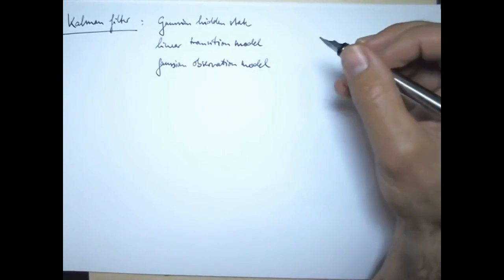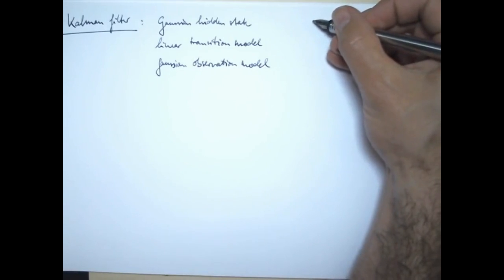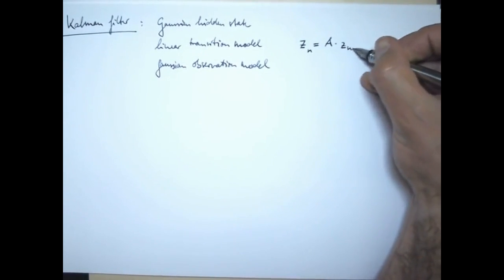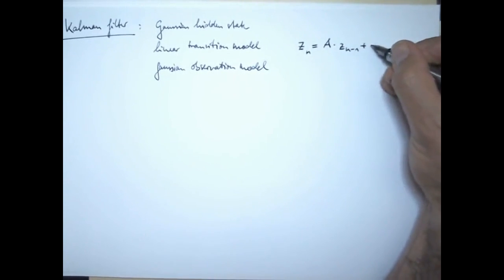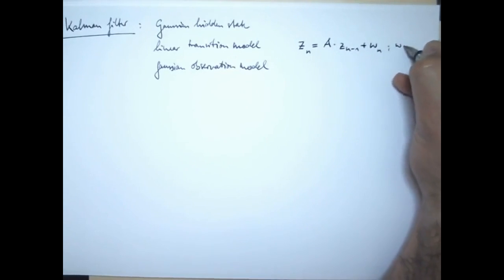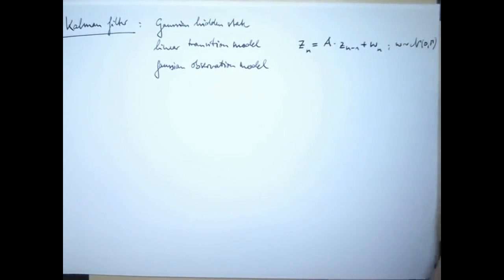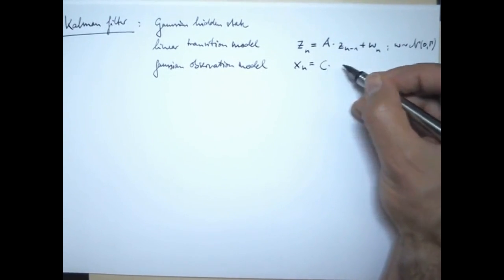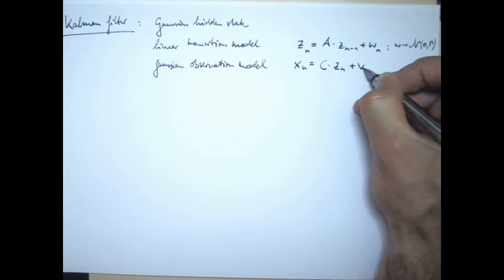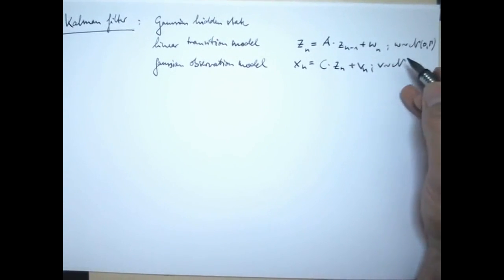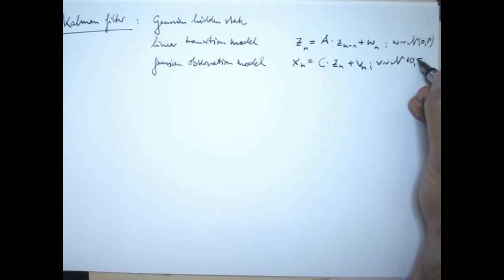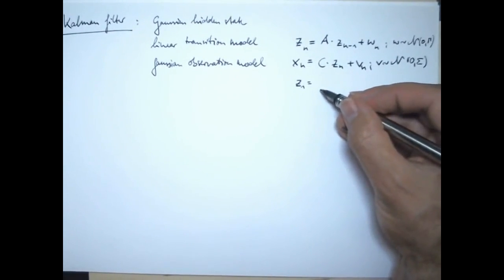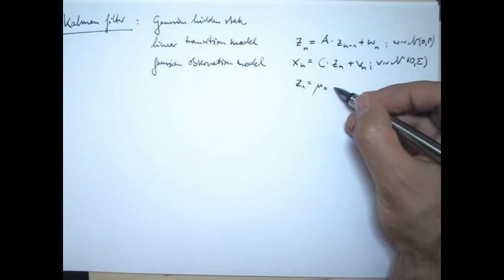So I could write that as: the hidden state at time n must be some matrix multiplication times the hidden state at the previous step, plus we admit some Gaussian noise here. Gaussian observation model means that our current observation xn must be some linear function of the current hidden state zn plus some noise, which also is assumed to be Gaussian. And the initial state is also assumed to be a Gaussian, centered around some vector mu0.